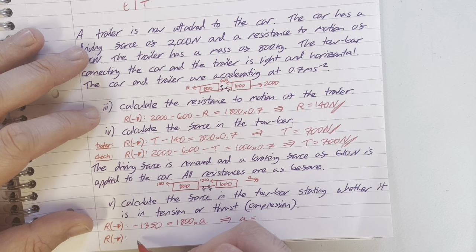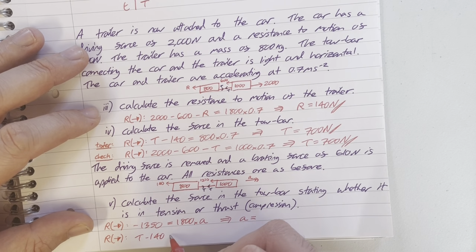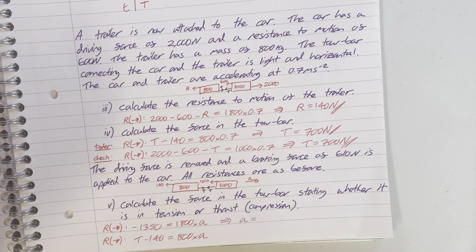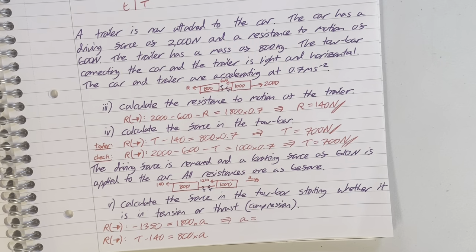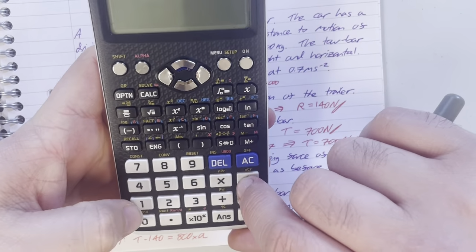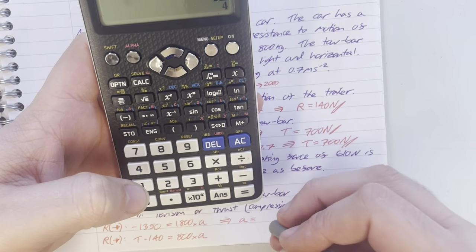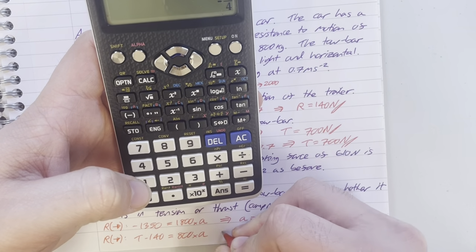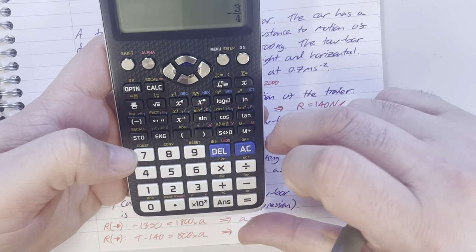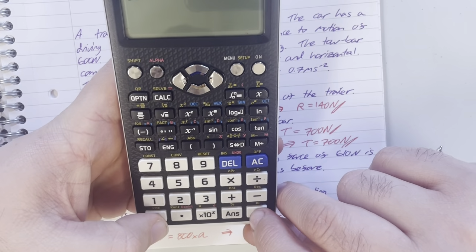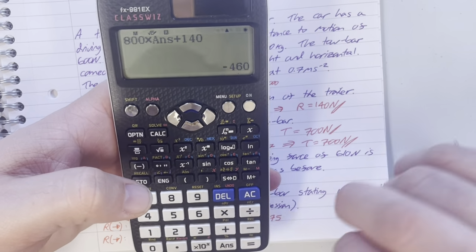So I'm going to do that on the trailer. So T minus 140, that's going to equal the mass times the acceleration, which I don't know what it is yet. Okay, the top equation is just an equation with A in it. So if I do minus 1,350 divided by 1,800, that gives me that A is minus 3/4. And then I can use that in the bottom equation to calculate T. So I'll get 800 times minus 3/4 plus 140, and that will give me minus 460.